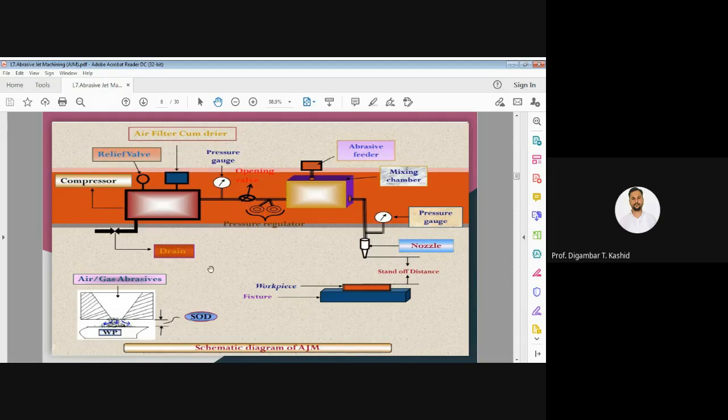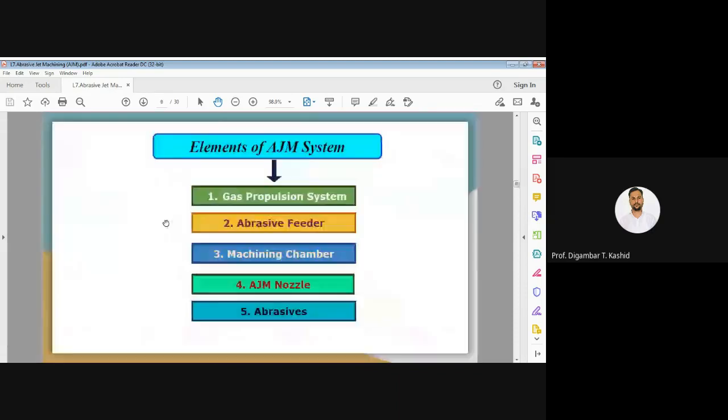Now this is about the gas propulsion system. Just remember the purpose of this system: to propel or carry the abrasive particles. For that purpose you can use a gas, it may be an inert gas or it may be air. To increase its pressure we need a compressor, and then to clean it we need a dryer and a filter.